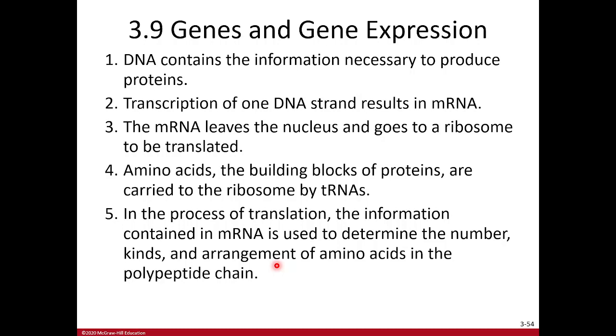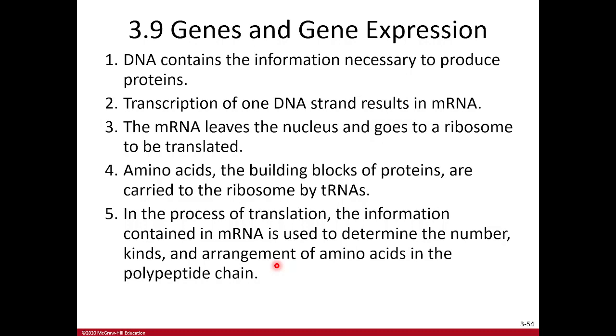Now let's talk about genes and gene expression. The DNA of the cells has the genetic information, or the genes, that are necessary to produce proteins. In order to produce proteins, you have to make messenger RNA. And you make messenger RNA by transcribing the DNA into messenger RNA. Once you transcribe your DNA, you will have the messenger RNA leaving the nucleus through these nuclear pores.